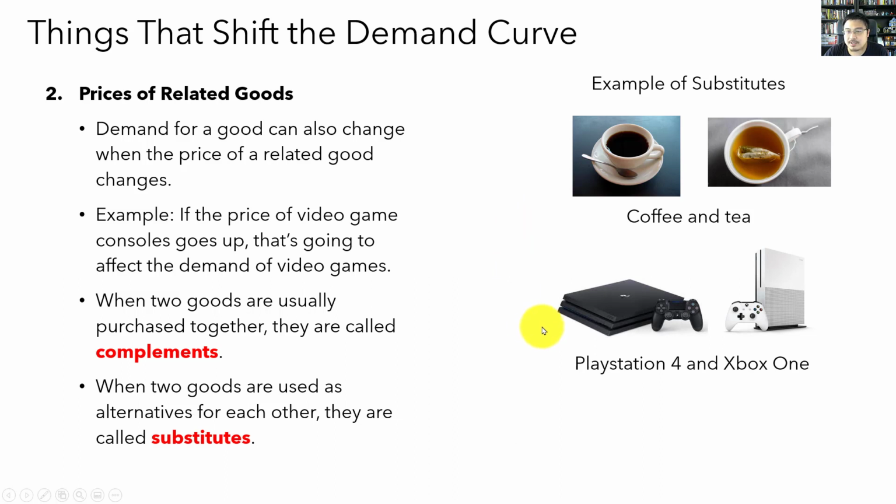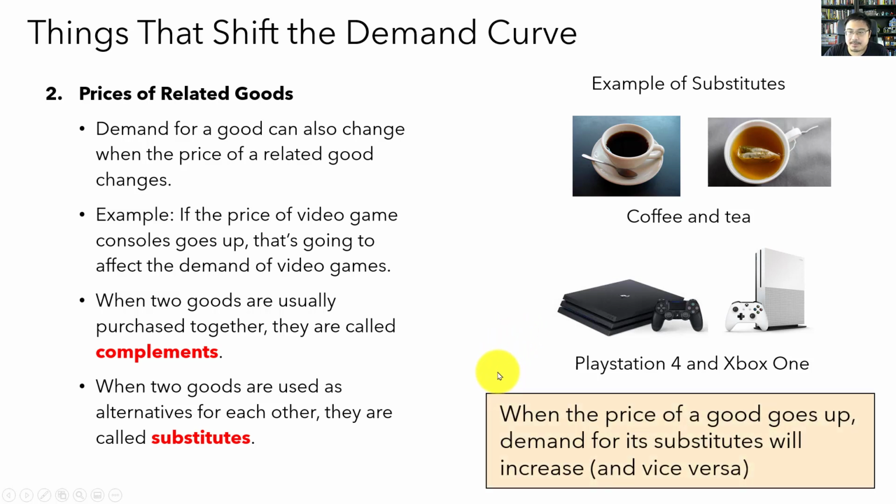PlayStation 4 and Xbox One, these are definitely substitutes, right? They serve the same purpose, they're direct alternatives to each other, and very few people would ever need to own both. So the key thing to remember about substitutes is that when the price of a good goes up, then demand for its substitutes is going to increase, right? And vice versa. So think of it this way, if the price of a PS4 goes up, then demand for the Xbox is actually going to increase because people are going to switch away from buying PS4s and towards buying Xboxes, okay?